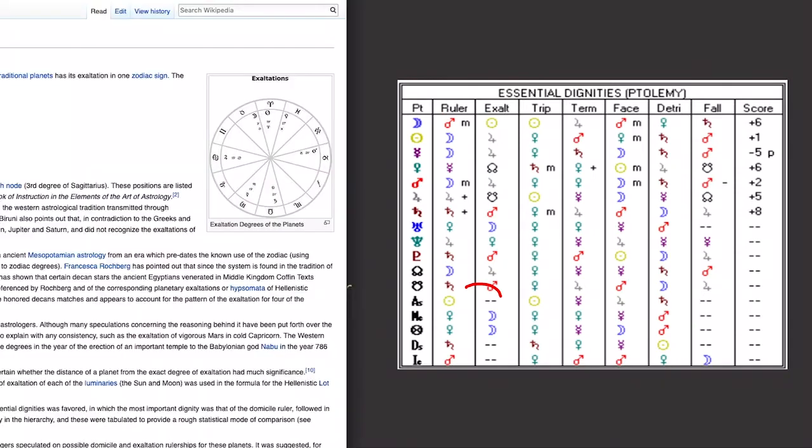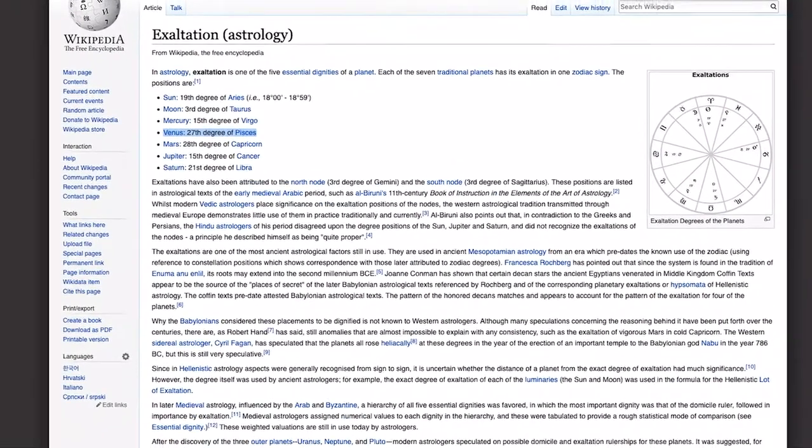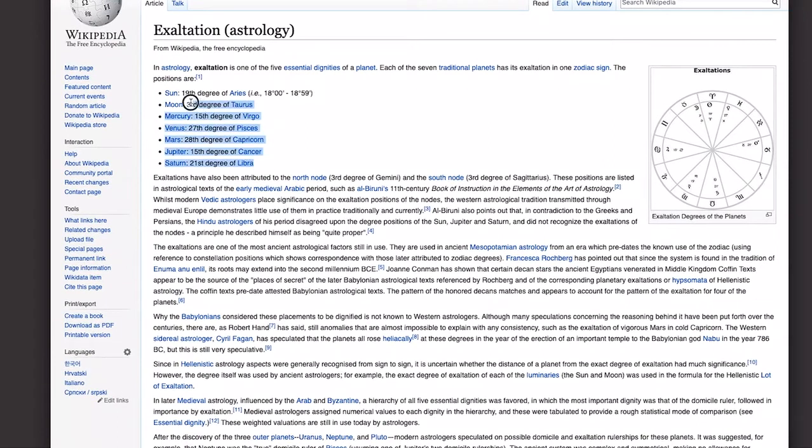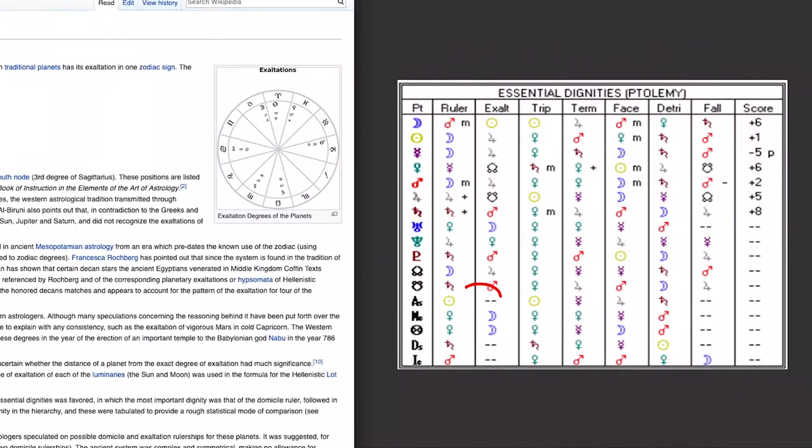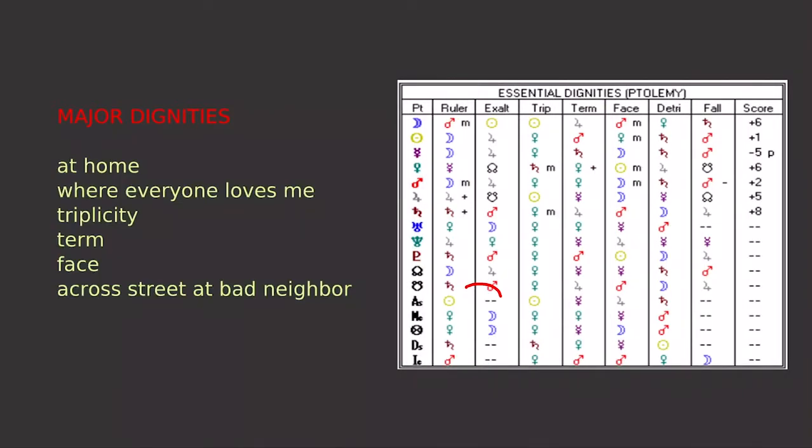So you can see again, if we go on Wikipedia, you can see exaltations and get a complete list. So if the sun were in Aries, then now it would be exalted, for example. So again, detriment is across the street from ruler. So those are going to have a relationship. And fall is across the street from exalted. So those are going to have a relationship as well.